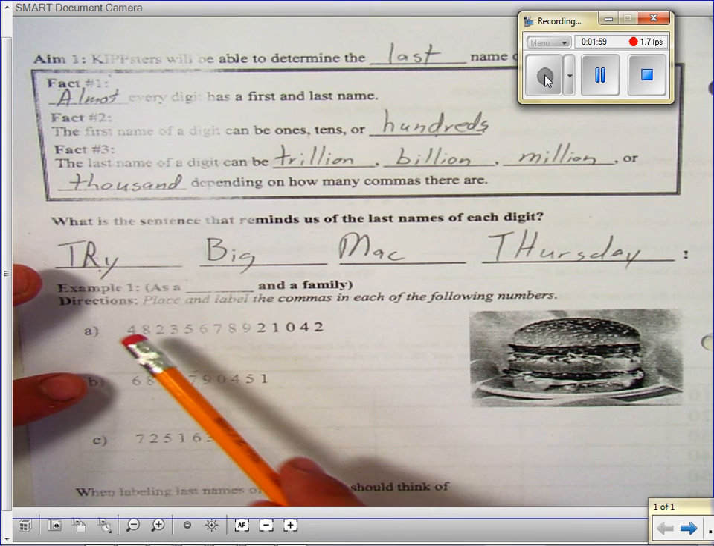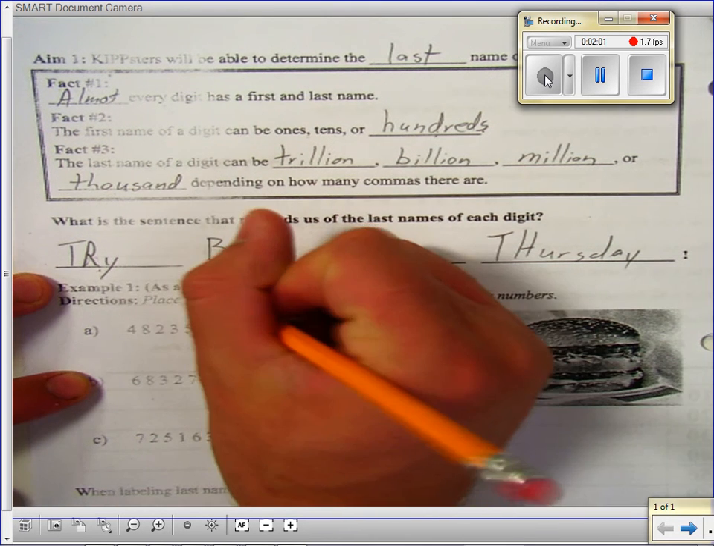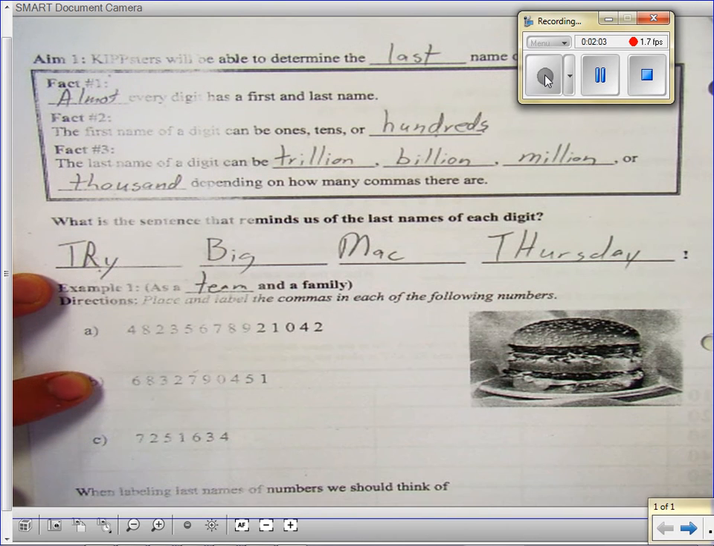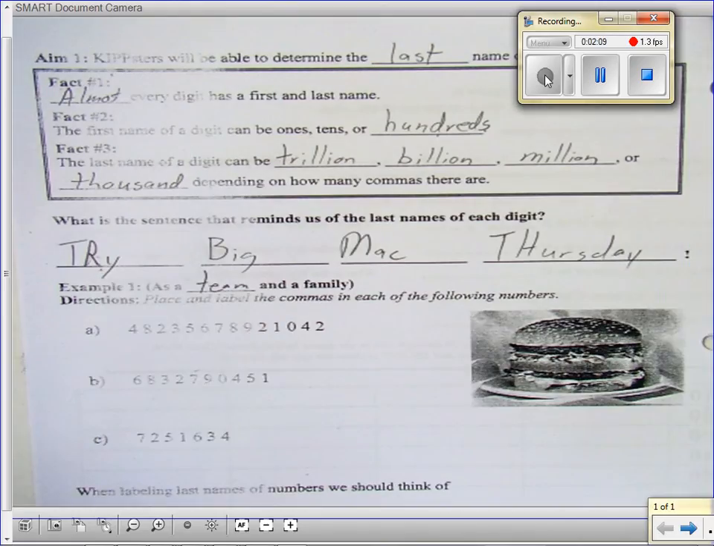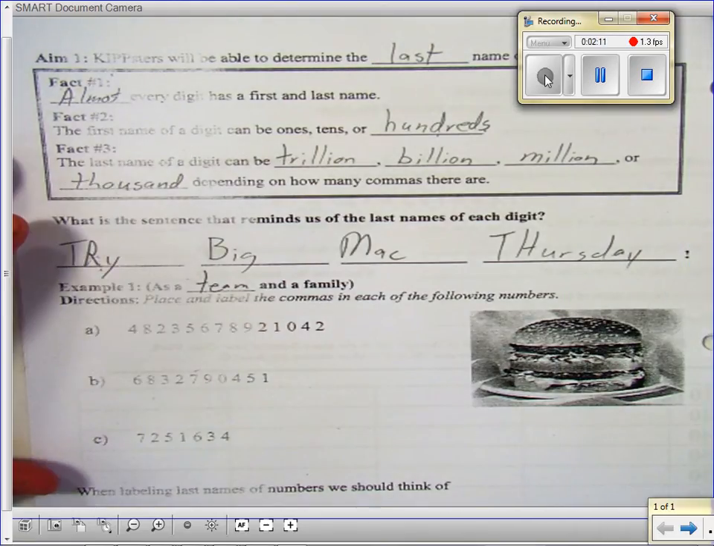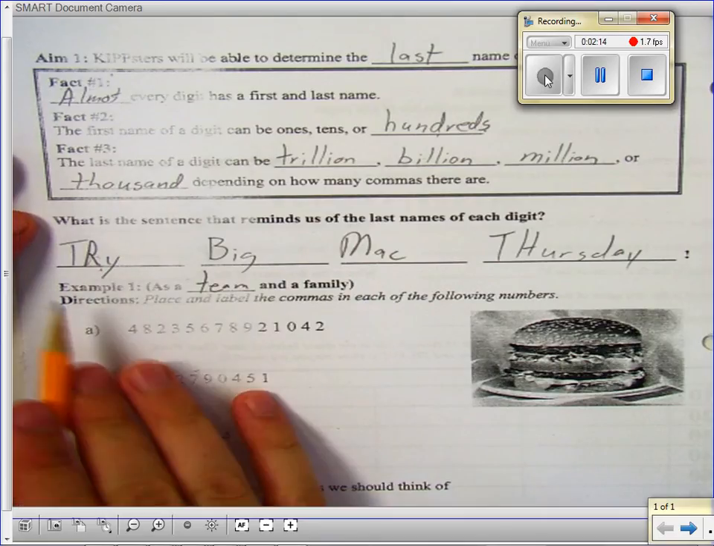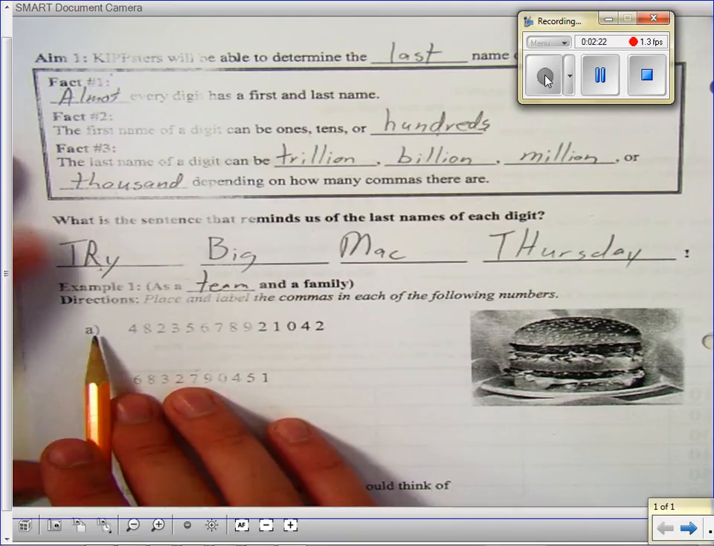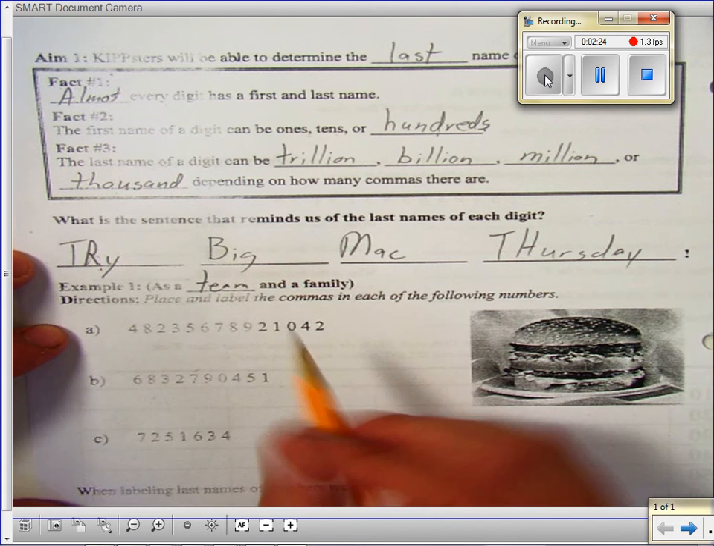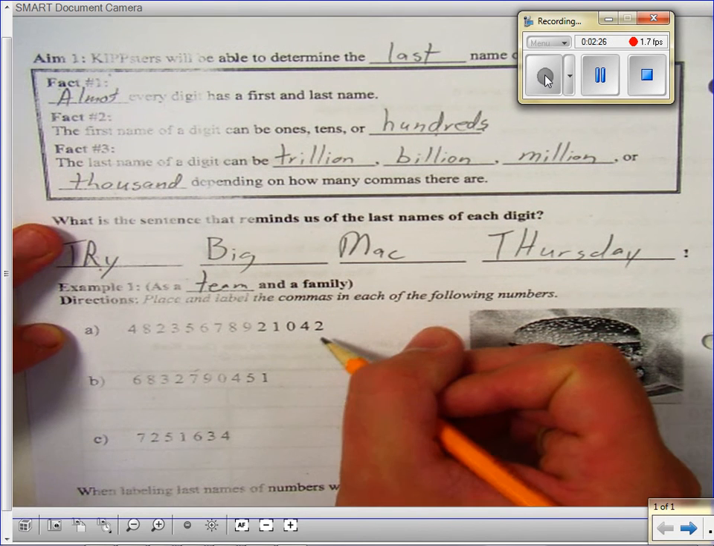Example 1. As a team and family. Pencils up. Fill in the blanks. Ready? Go. Please read the directions. Part A. The first thing I need to do is place the commas.